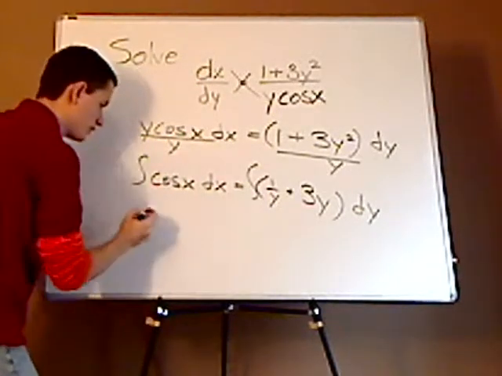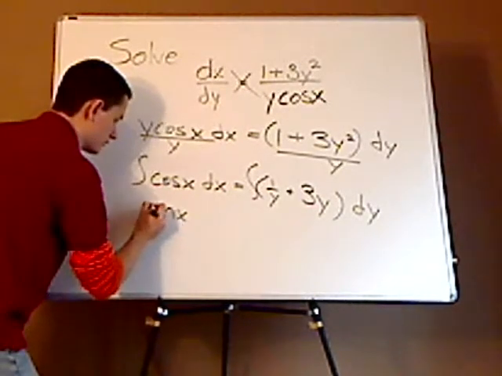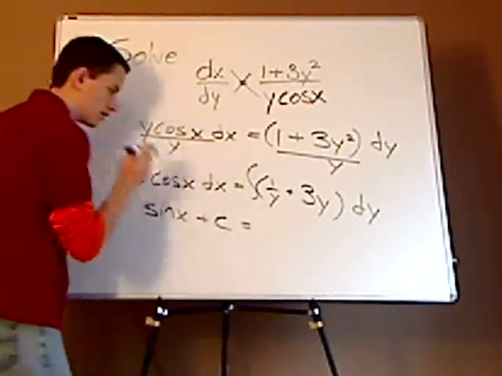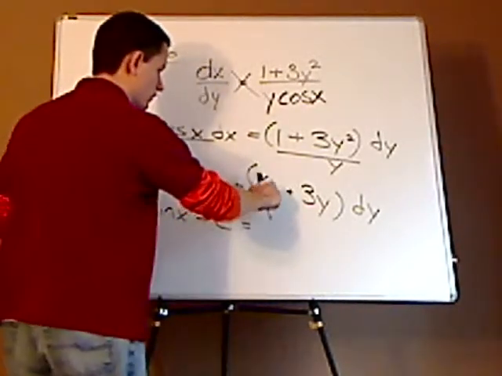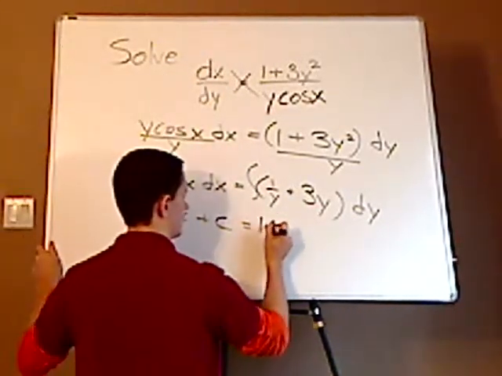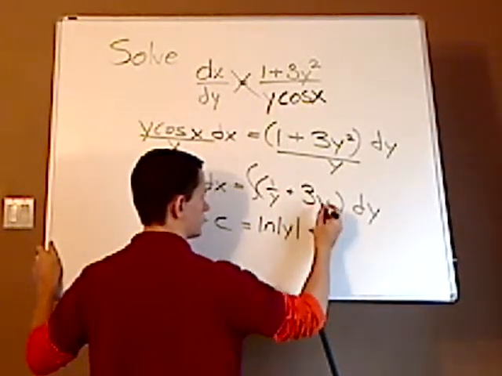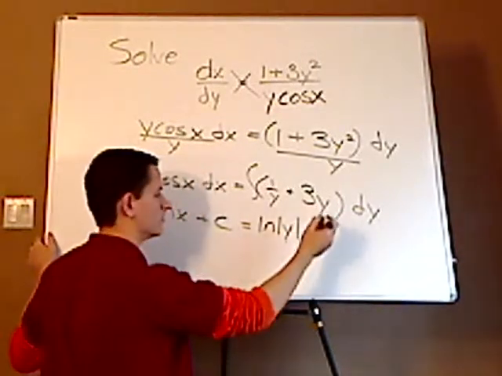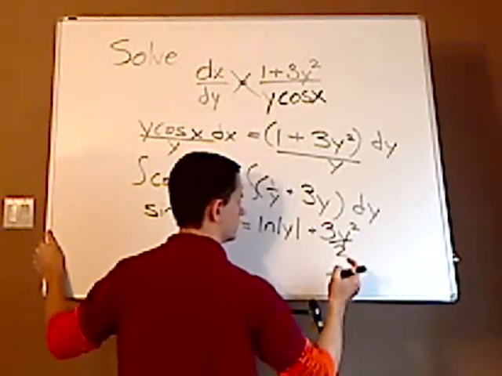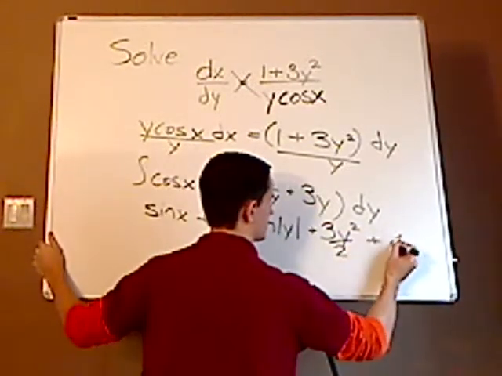When you do that, you have on this side sine x plus c, which is a constant, the constant of integration. Here, when I integrate 1 over y, that's simply natural log of y plus, now this right here, use the power rule, so it would be 3y squared over 2. Remember, whatever this is, you divide it by that, plus c.